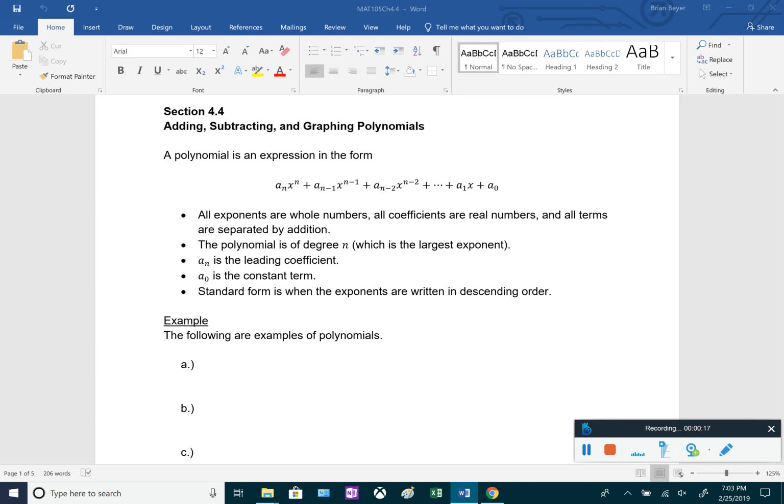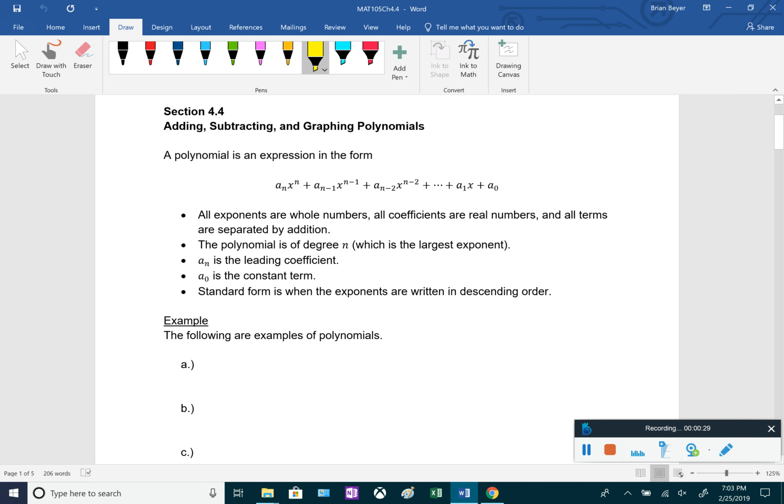It's a sub n times x to the n plus a sub n minus 1 times x to the n minus 1. And it goes all the way down to a sub 1 times x plus a sub 0. So it looks pretty confusing. That's the technical definition. Just know that all exponents are whole numbers. So you have to remember that whole numbers are the positive counting numbers. So they're positive integers. So the exponents are positive integers. The coefficients are real numbers. And all of the terms are separated by addition.